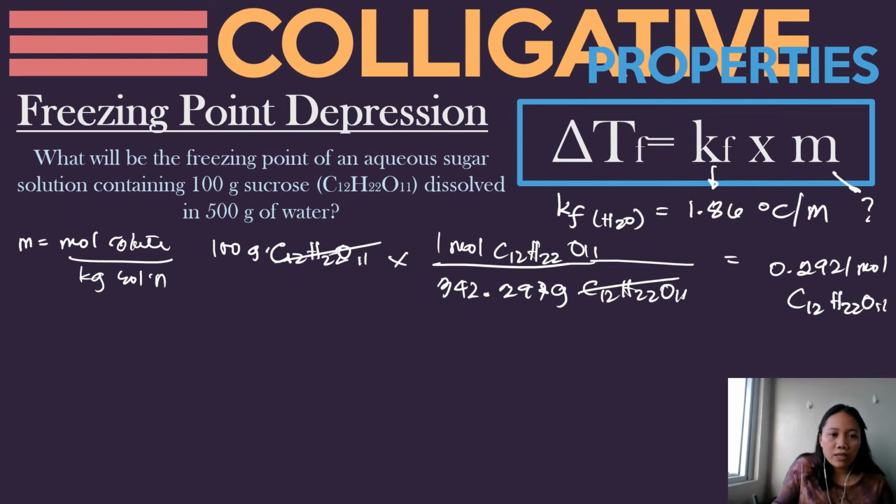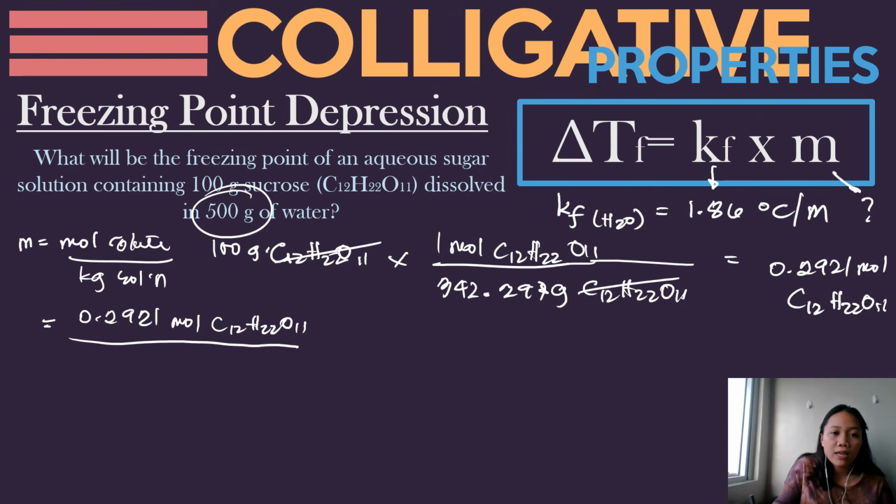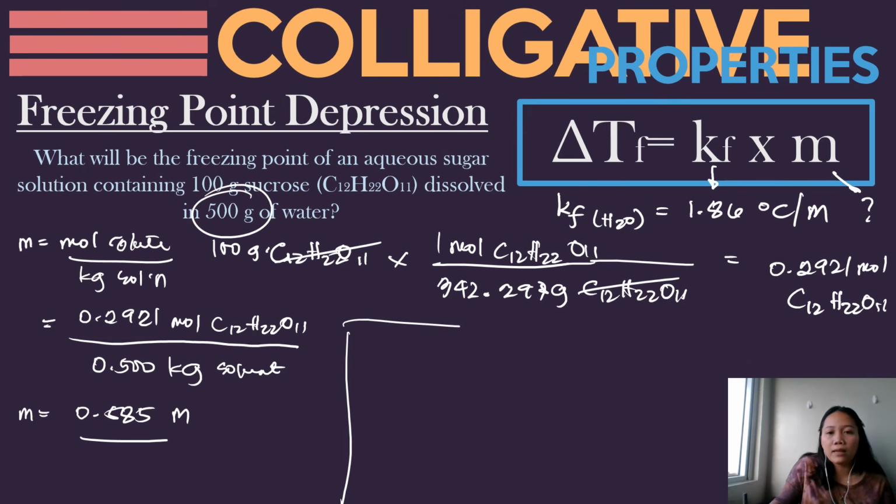So you already have the mole of your solute, which is 0.2921 mole of your sucrose, C12H22O11. All you have to do is divide that by the kilogram of your solvent. You have 500 grams of water here, so just change that into kilograms. That would be 0.500 kilograms of your solvent. Then you will get the value of your m, which is 0.585 m. Okay, can we calculate now for your change of T sub F?